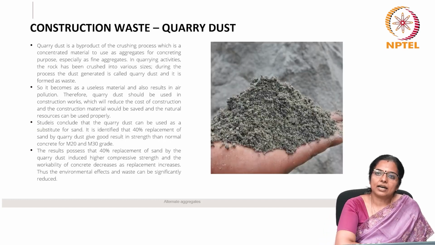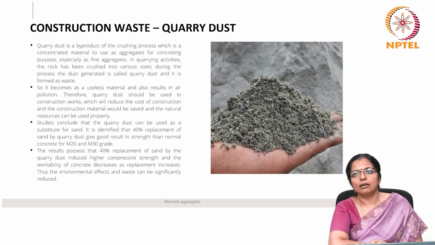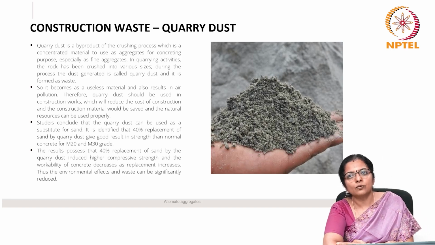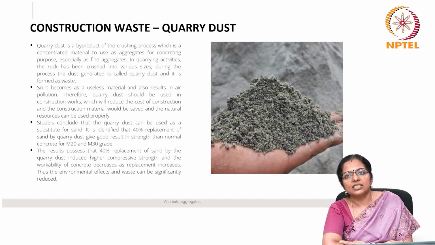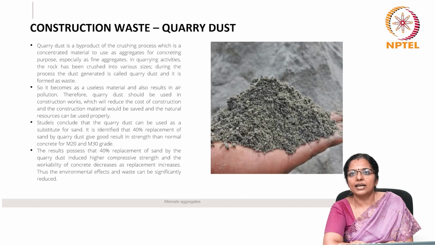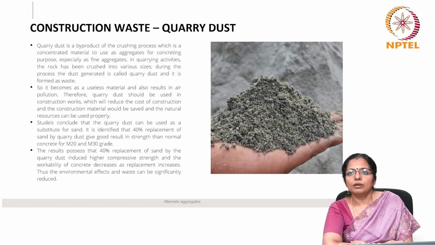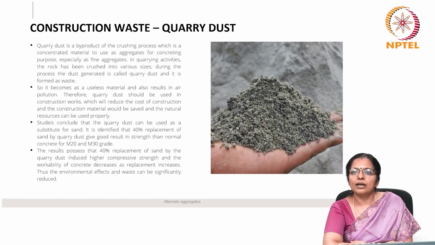The next alternative we will see is the quarry dust. Quarry dust is a byproduct of the crushing process, which is a concentrated material to use as aggregates for concreting purpose, especially as fine aggregates. In quarrying activities, the rock has been crushed into various sizes. During the process, the dust generated is called quarry dust and is formed as a waste. So it becomes a useless material and also results in air pollution.